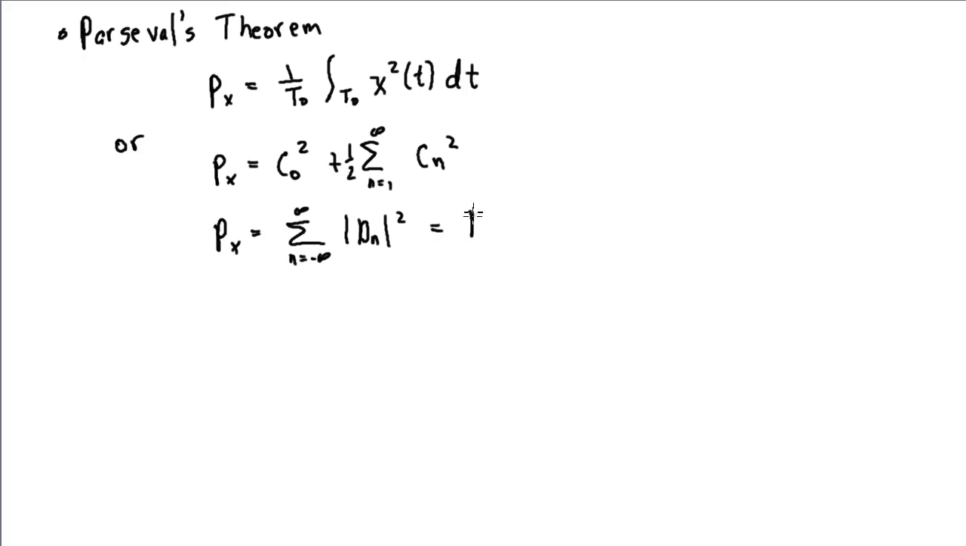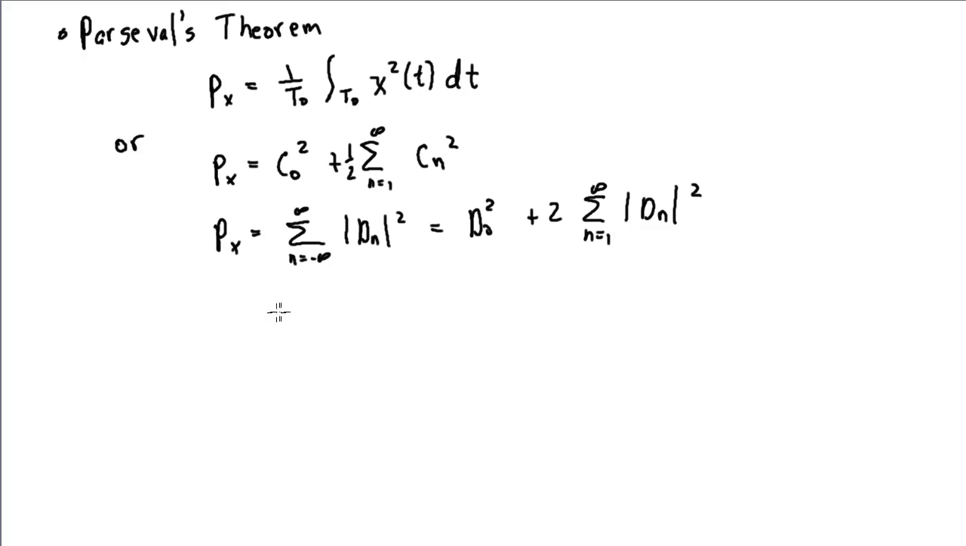We can write this as breaking the summation apart and using the conjugate symmetry. It's d0 squared plus 2 times the sum from n equal 1 to infinity of the dn squared component.